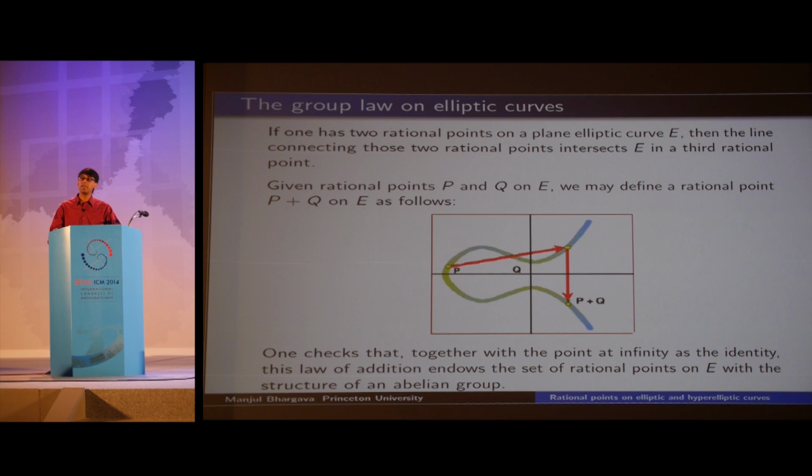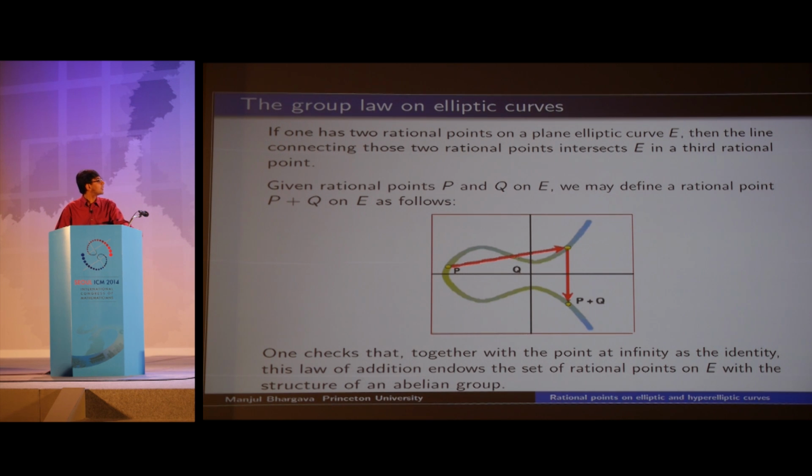So the fact that it's abelian is pretty clear by the definition of addition. P plus q is clearly the same as q plus p because the line connecting p and q is the same as the line connecting q and p. What's less obvious is that this law of addition that we just defined is associative, that p plus q plus r would be equal to p plus q plus r. But that can be checked explicitly using coordinates. In the modern way of saying things, this group that we're obtaining is the divisor class group of the elliptic curve.